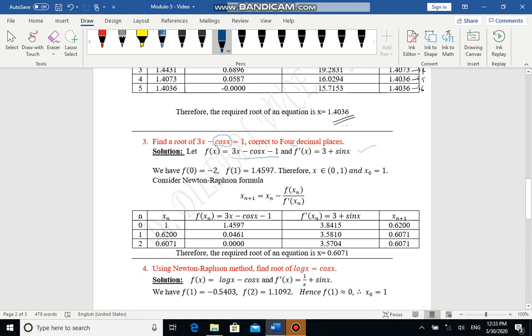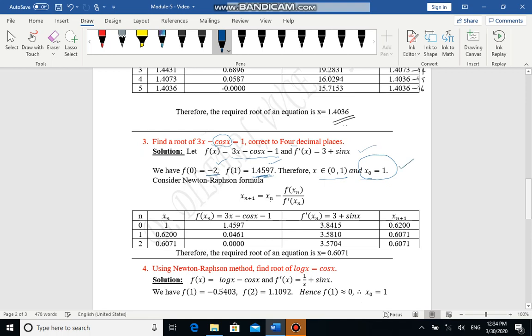In this case, we need to convert the calculator to radian mode before solving the problem. So first convert the calculator to radian mode when you have trigonometric functions in the given equation. So after converting, proceed with the problem. First, we'll replace x by 0. When you replace x by 0, I got the negative value. Next, we'll go for f of 1. I got the positive value. So this is enough. I need opposite signs, so one is negative, another one is positive. Therefore, x lies between 0 and 1. And if I compare these two values, f of 1 is nearer to 0. Therefore, x naught is 1.